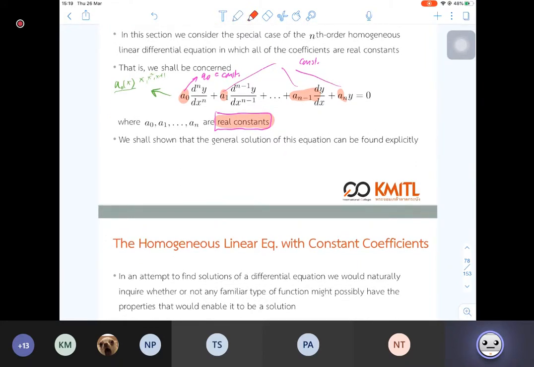Now, we should show that the general solution of these equations can be found explicitly. Remember, the goal for solving these higher-order differential equations is to find the general solution, right? And to have the general solution for a homogeneous differential equation of order n, you are going to need n linearly independent solutions. If you have n linearly independent solutions, you can take the linear combinations to get the general solution.